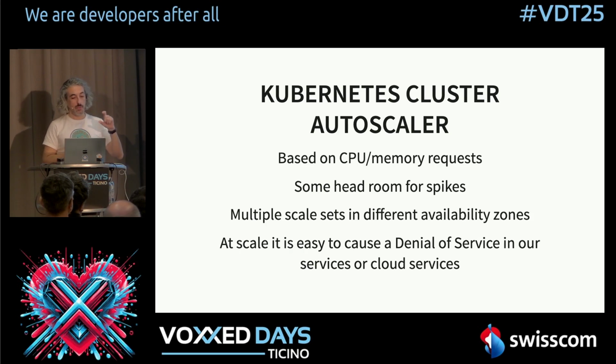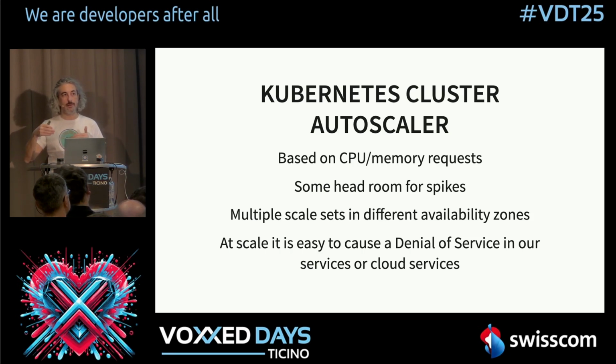What we run is we have some headroom for the spikes. You can configure the cluster autoscaler in Kubernetes to have a little bit of headroom, because it depends on your workloads, right? But if you need more CPU or more memory or something, you don't want to wait for the cloud provider to give you a new node. So you want to always have a little bit of headroom.